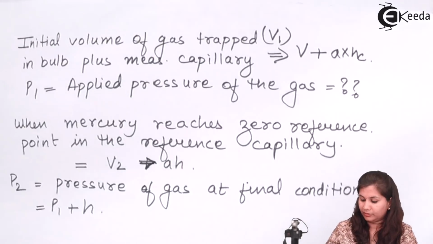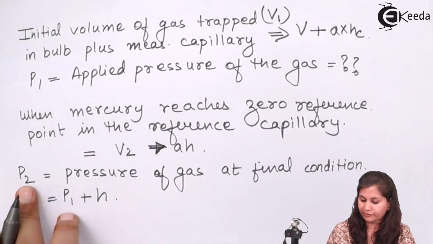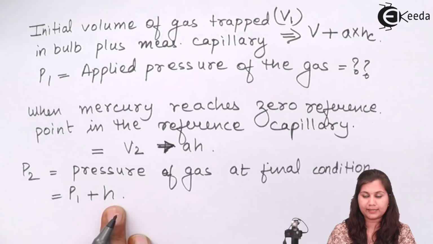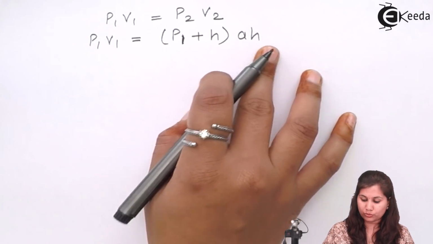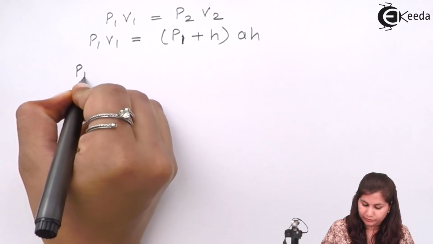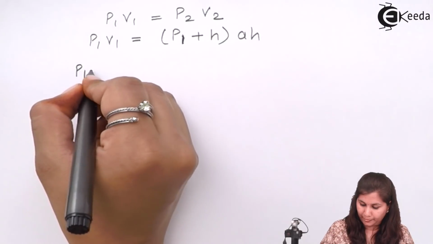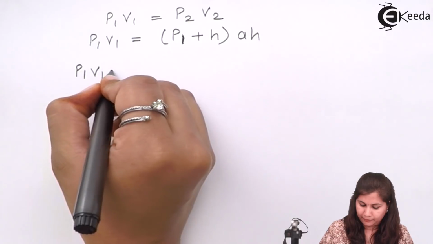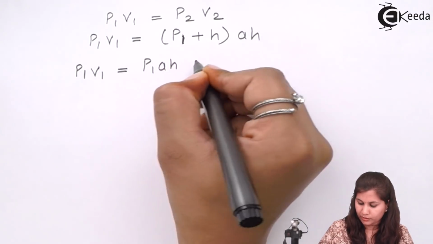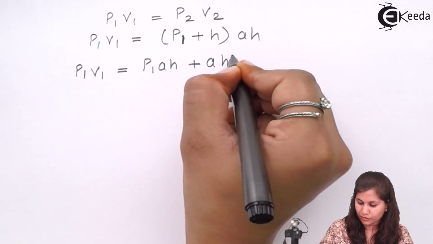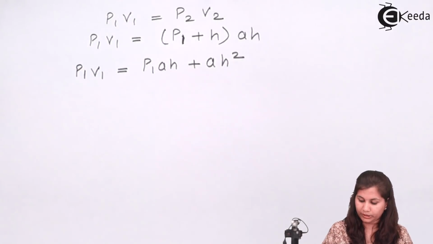We know that the final volume is AH and the final pressure is P1 plus H. So we put here the value of P2 and V2. P1 V1 equals P1 AH plus AH square.